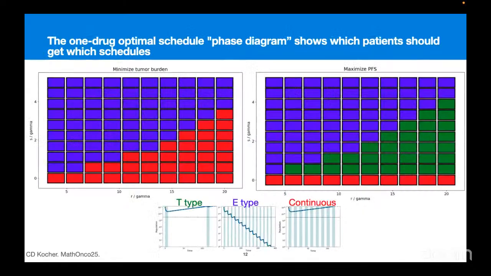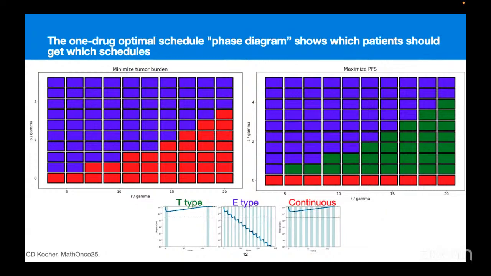And so what we can do is plot out a phase space of the optimal strategies over different parameter values. Each dot in this plot represents a patient. A patient has a certain resistance value and a certain resensitization value. Resistance is on the x-axis, resensitization is on the y-axis.